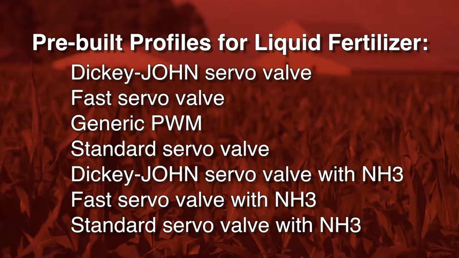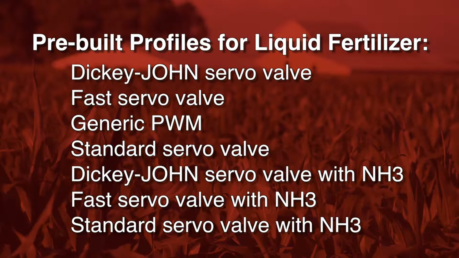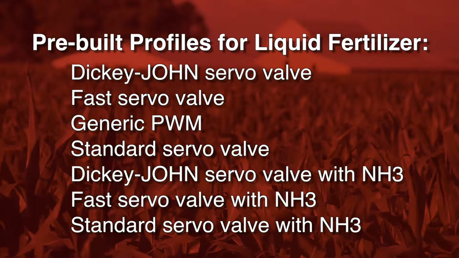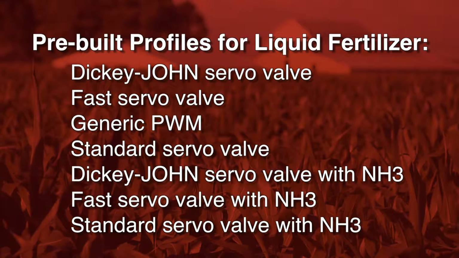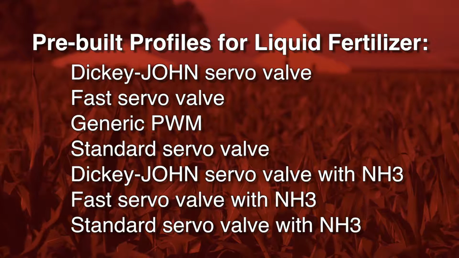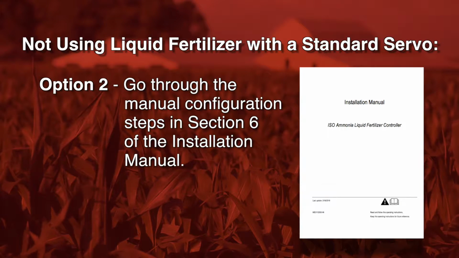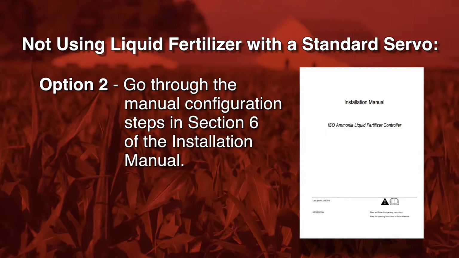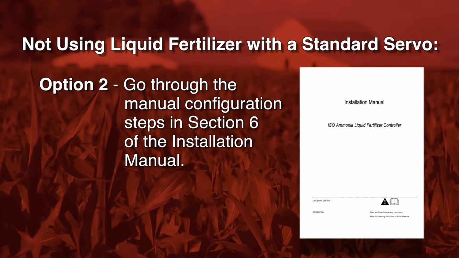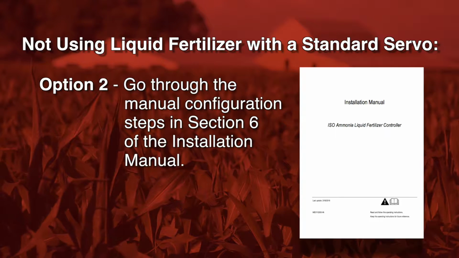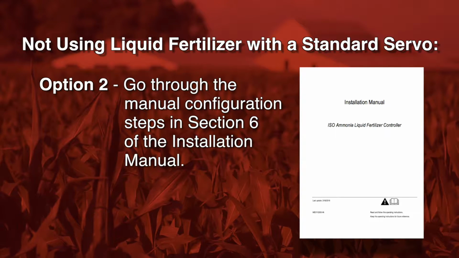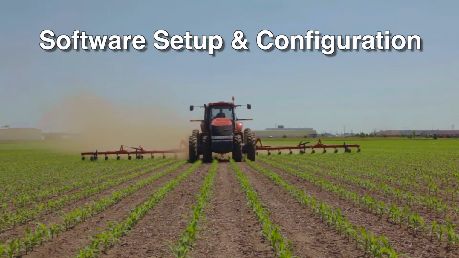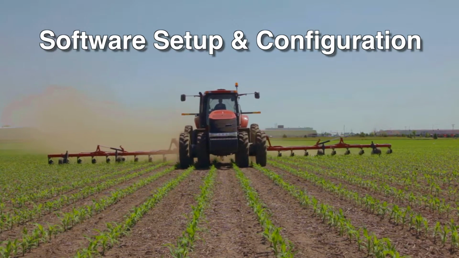You can choose between the following pre-built profiles. Choosing one of these pre-built profiles will get your settings close, but you will still need to make adjustments during the calibration steps, which will be covered later in this video. If none of the pre-built profiles work for your setup, you need to choose option 2 and perform a manual configuration. Please refer to section 6 of the Liquid Fertilizer Installation Manual. This resource will provide you with step-by-step instructions for manual configuration. Once you have the correct profile chosen, you are ready to begin the configuration process to set up your implement.